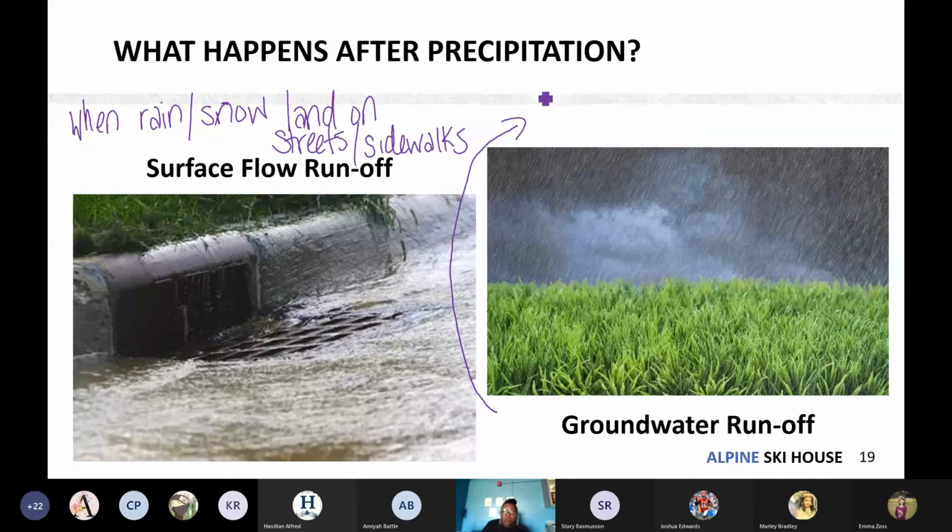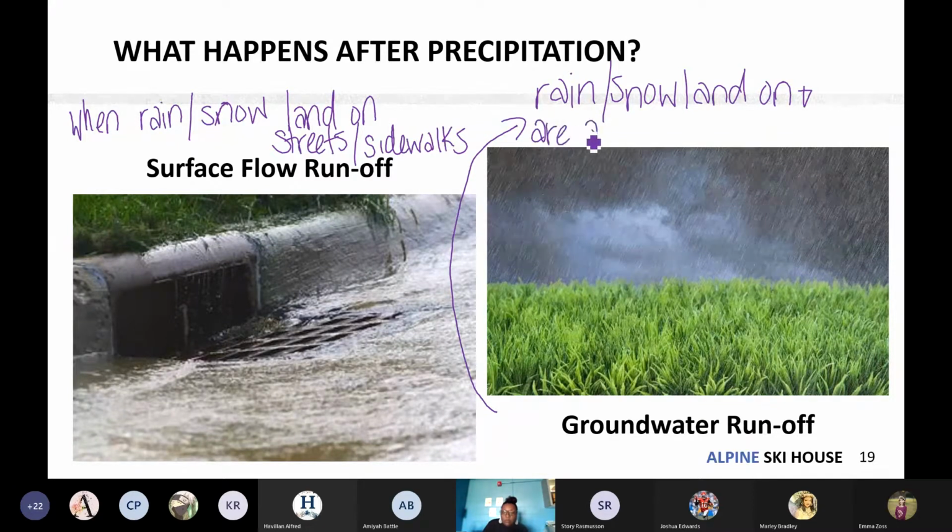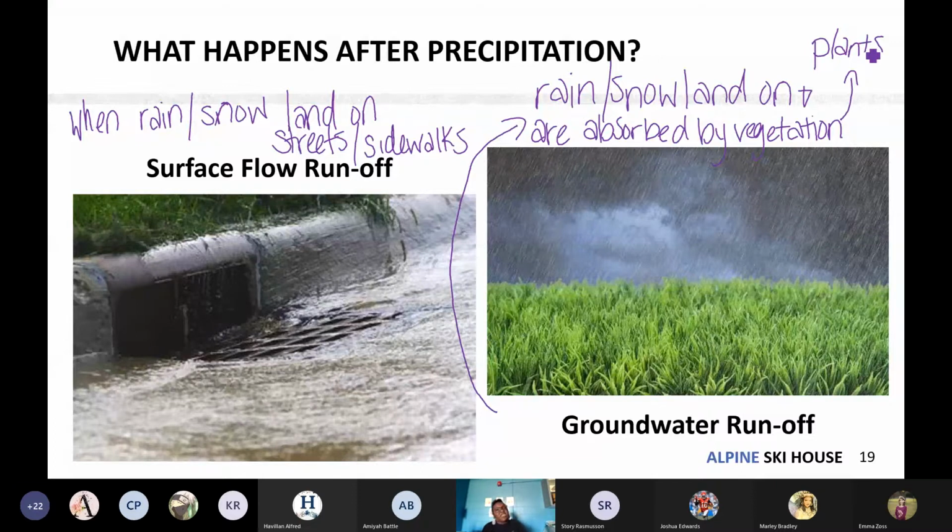Groundwater runoff is when rain or snow land on and are absorbed, soaked up by, new word, vegetation. Whenever I see that word vegetation, I want to remember that Ms. Neville is talking about plants.